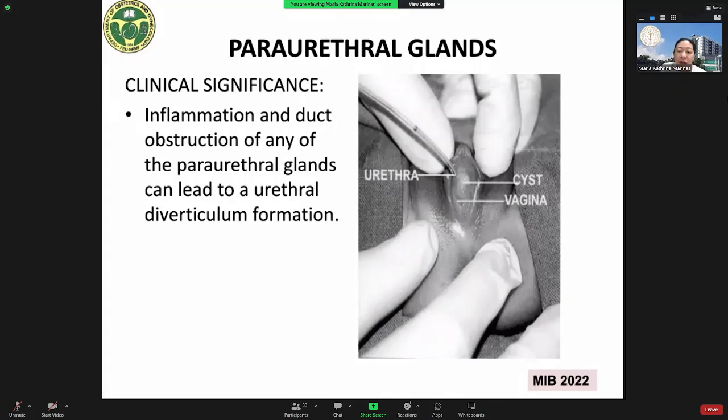And so for the different vestibular glands, it is important to know their location and the openings. This may give us a clue as to the origin of the inflammation or obstruction based on the location. So if it's inferior to the urethra, these are paraurethral glands. And as I mentioned, if they are seen lateral at 5 and 7 o'clock position, they may be a Bartholin's gland cyst or abscess.